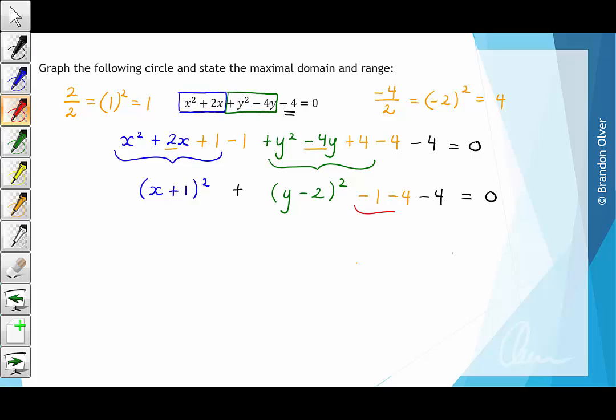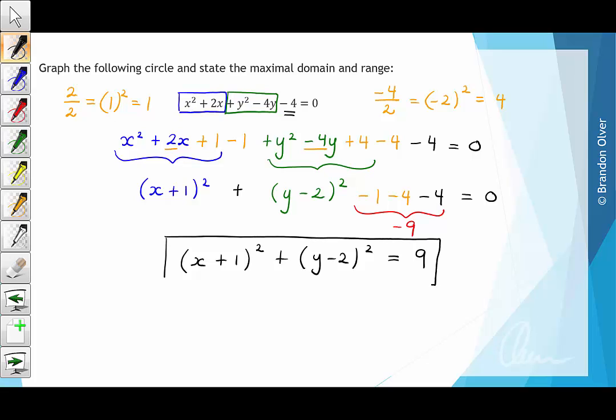These three terms here add up to be minus 9. So we can rewrite our equation as x plus 1 all squared plus y minus 2 all squared. And then if we add 9 to both sides, we get that that is equal to 9. From this equation here, we can work out the center and radius of the circle.